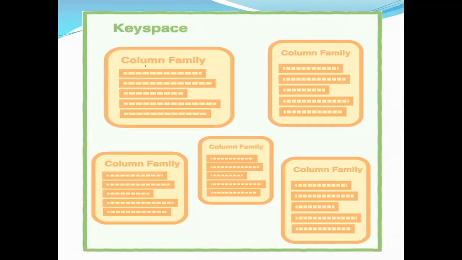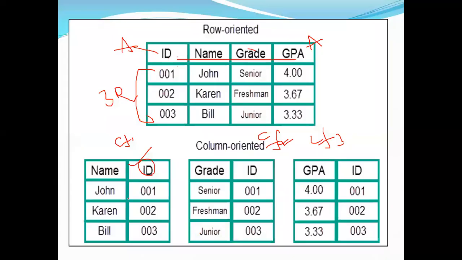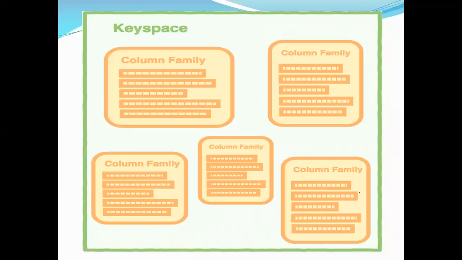See here, column family 1, column family 2, column family 3, column family 4, column family 5. But each column family may or may not be the same. In this column family, what do you have here, name and ID. In this column family, grade and ID. In this column family, GPA and ID. That means every column family is different from the other column families in the same keyspace.